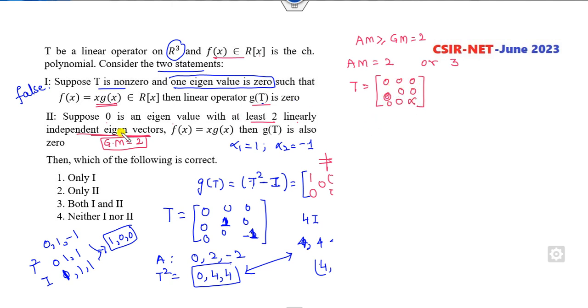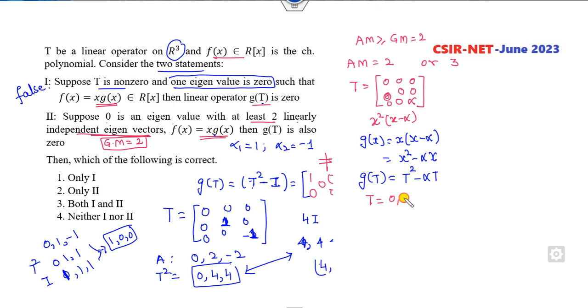Then according to this, what is that? It is my x square, x minus alpha. Then what is the g of x? If I consider from here, this is x into x minus alpha, or I can write it as x square minus alpha x. Then what is my g of T? T square minus alpha T. Fine. So what is the eigenvalue of T? 0, 0, alpha. Eigenvalue of T square is 0, 0, alpha square. Eigenvalue of alpha T is 0, 0, alpha square.